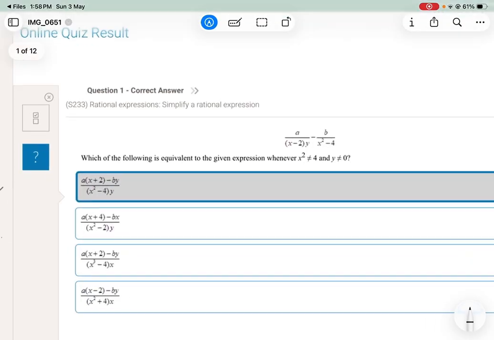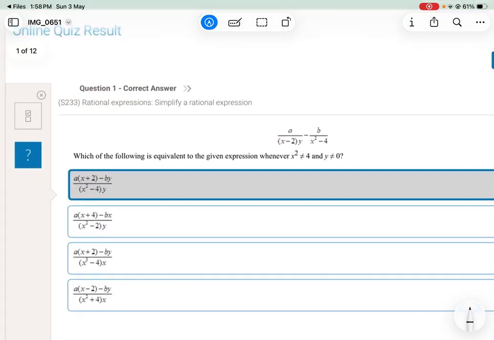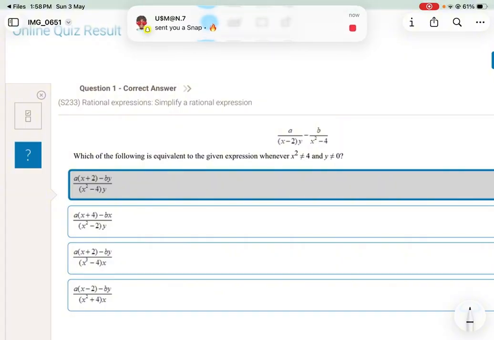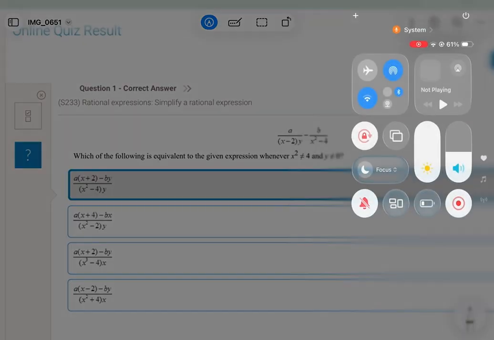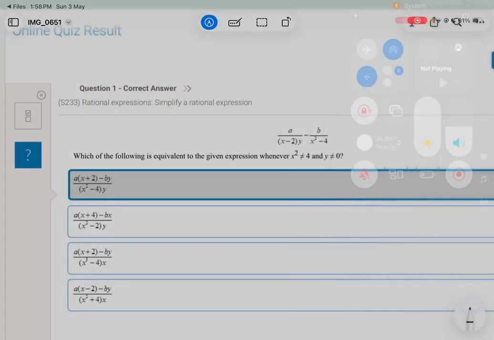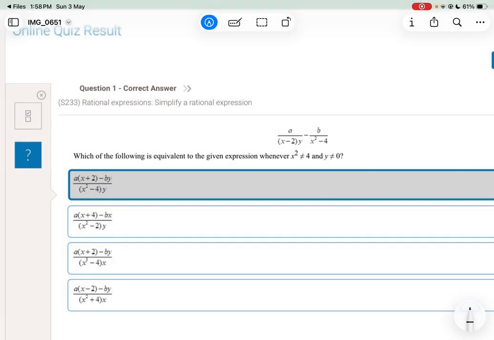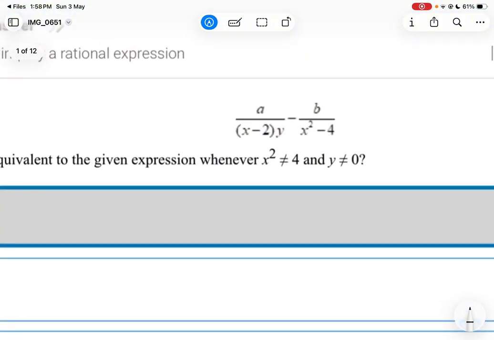Okay, so first question. They said (a over x minus 2) times y, minus b over x squared minus 4. They want us to find which of the following is equivalent to the given expression. So what can you do? First, you see what you can simplify.